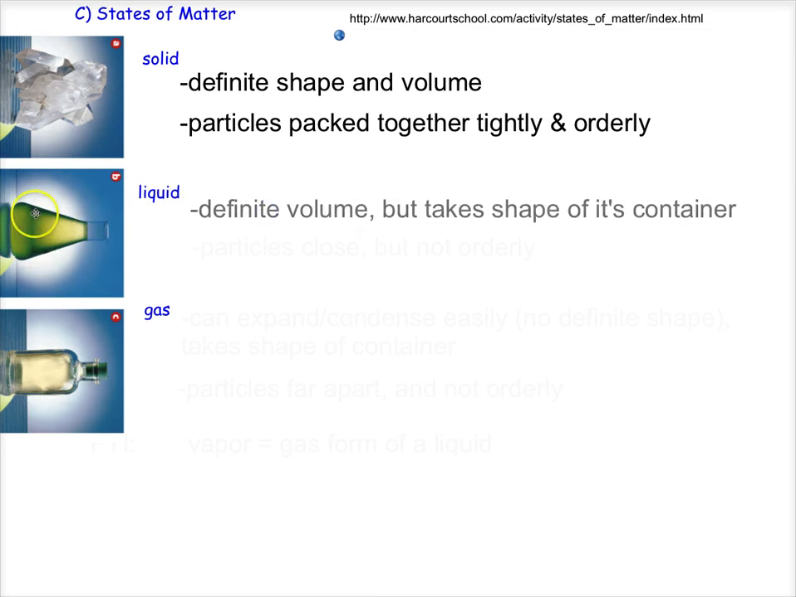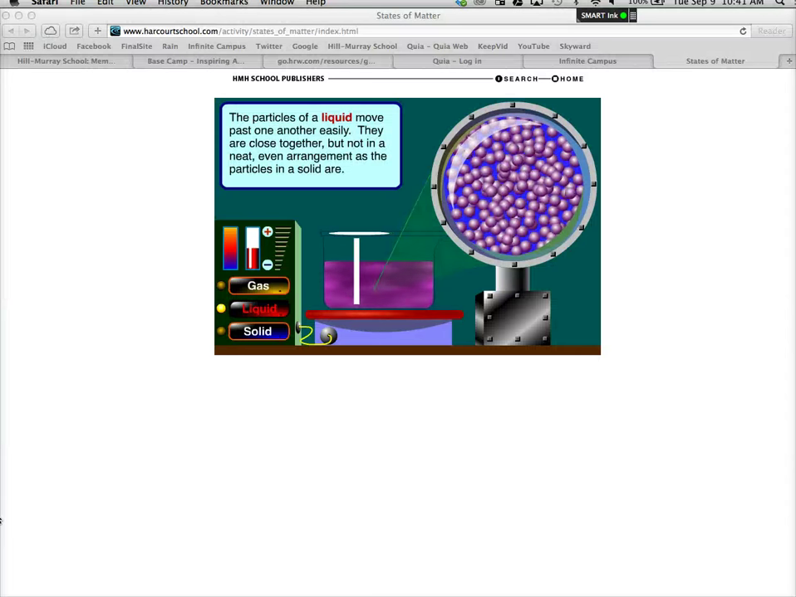A liquid has a definite volume, but it will take the shape of its container. The particles are close, but they're not as orderly as they would be in the solid form. If we take that solid and apply some heat and melt it into its liquid form, now we can see that the particles are still packed closely together, but they're no longer in a nice pattern. They are sort of randomly moving around. They're not neatly arranged like they were with a solid, but they are still close together.